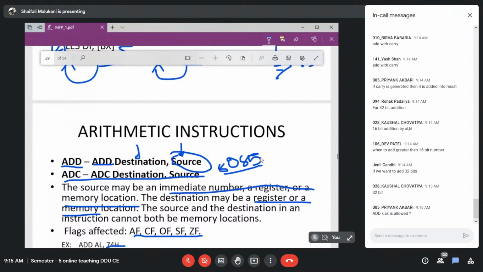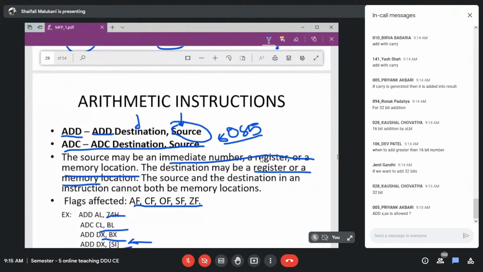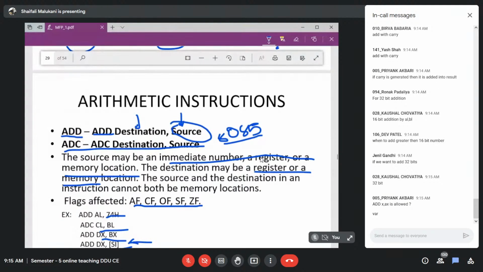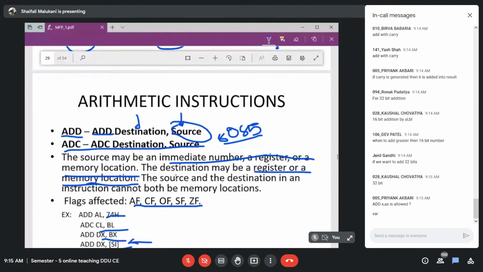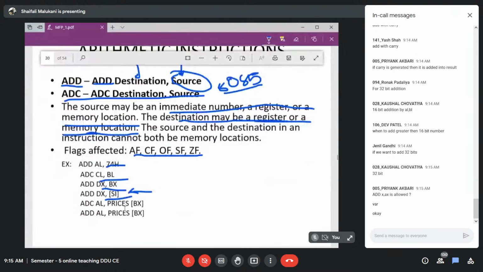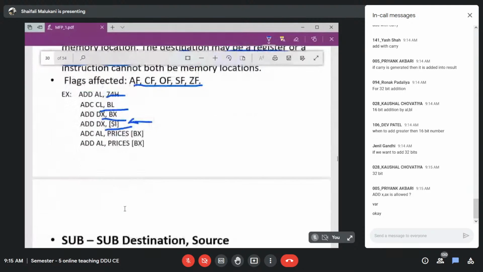What is X here? It is a memory location variable. Okay, so your destination can be a register or a memory location. What do you understand by that? Register or a memory location. Yes, it is allowed. Your destination can be a register or a memory location.